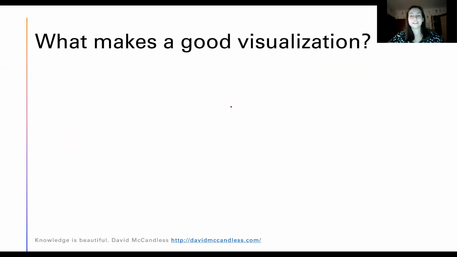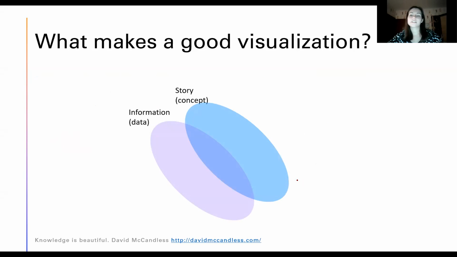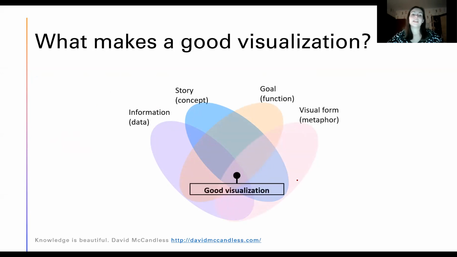Just the link of the website Knowledge is Beautiful by David McCandless with his perfect theory. I really love it, on how to prepare a good visualization. First one is information and data. The second basic concept is story. Then the goal you want to achieve by showing people this particular graph or diagram, and of course visual form and metaphor. Each of them has several things you have to think about.